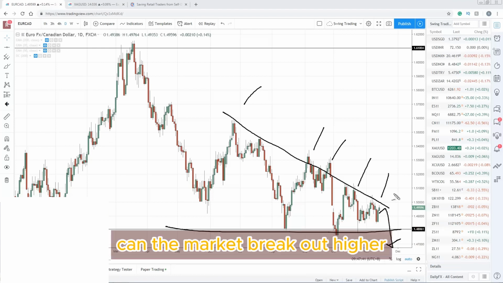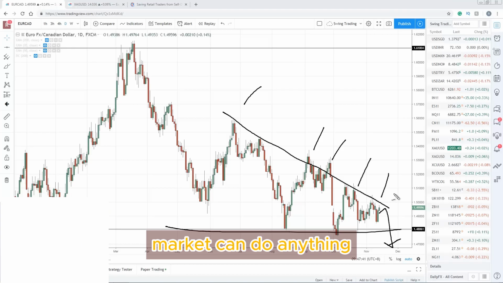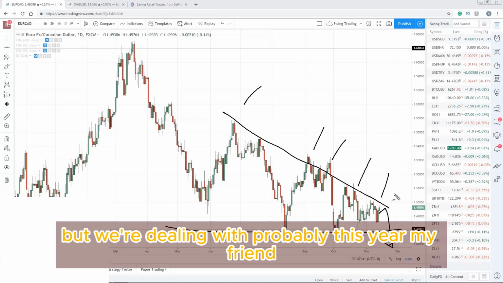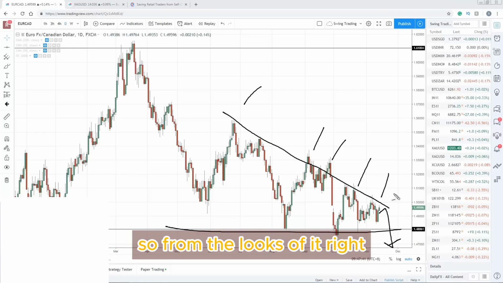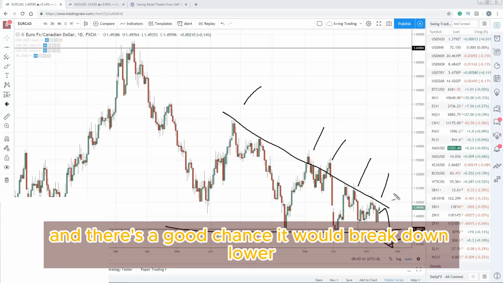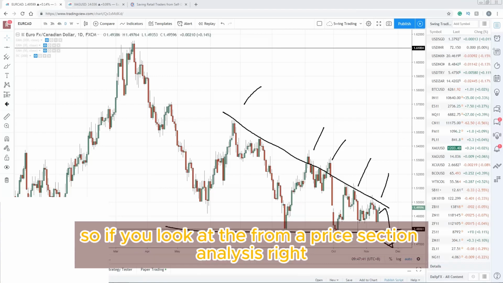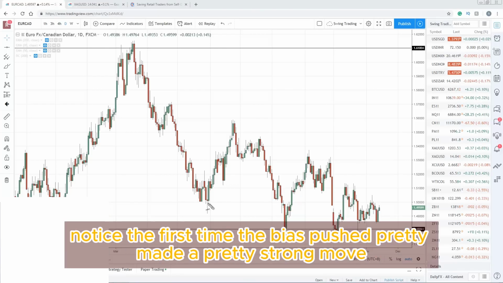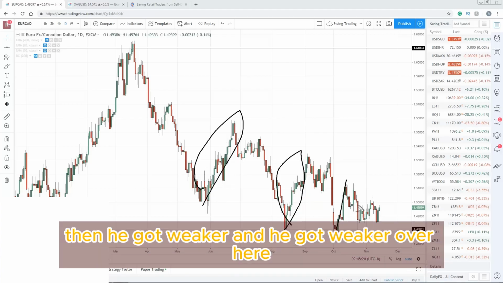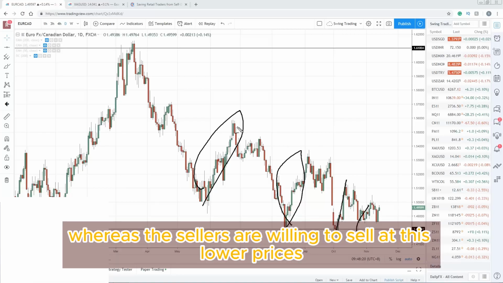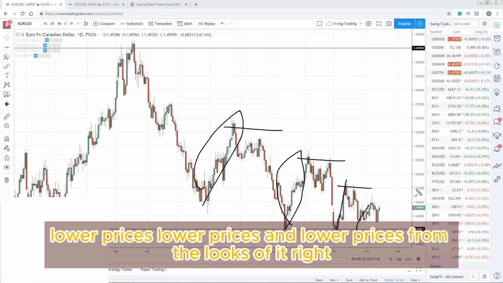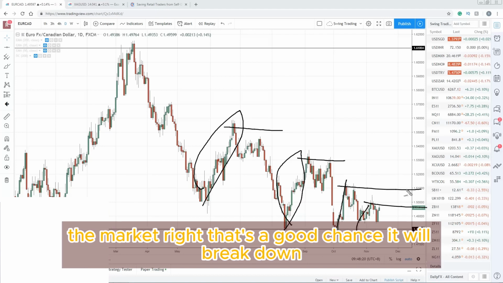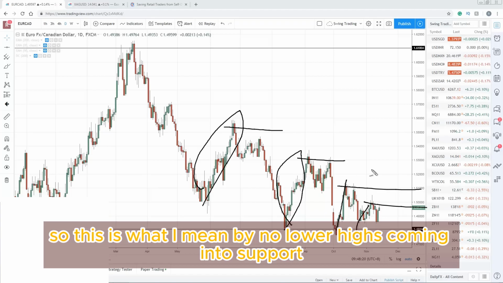Can the market break out higher? Of course, it can. The market can do anything, but we're dealing with probabilities here, my friend. So from the looks of it, the market is showing sign of weakness, and there's a good chance it would break down lower. If you look at it from a price action analysis, strength and weakness, notice the first time the buyers made a pretty strong move, then it got weaker, and it got weaker over here. Whereas the sellers are willing to sell at lower prices, lower prices, and lower prices. From the looks of it, there's a good chance the market will break down. So this is what I mean by lower highs coming into support.